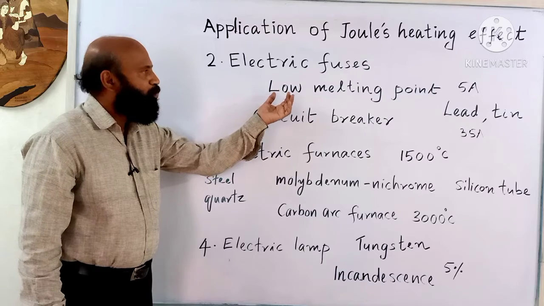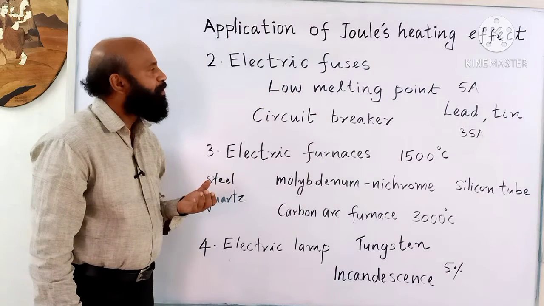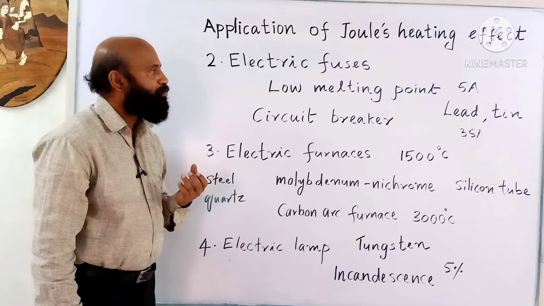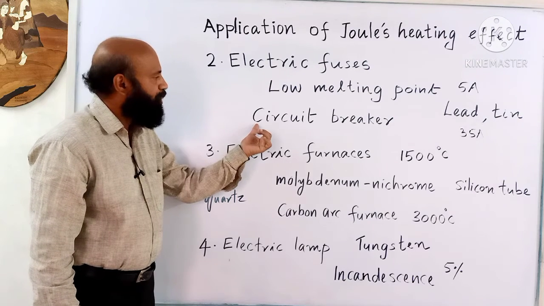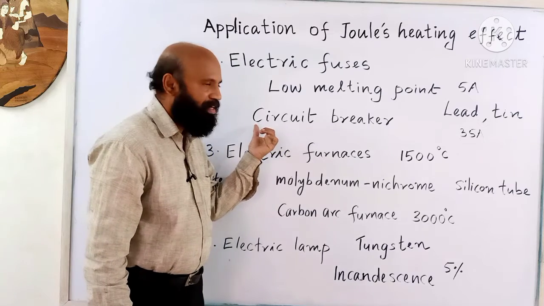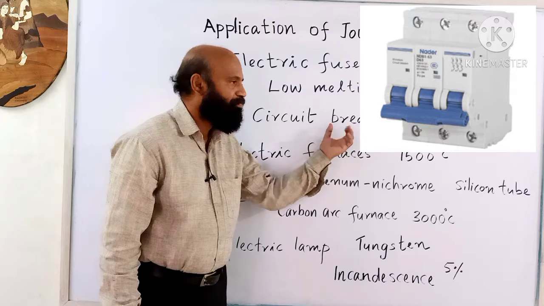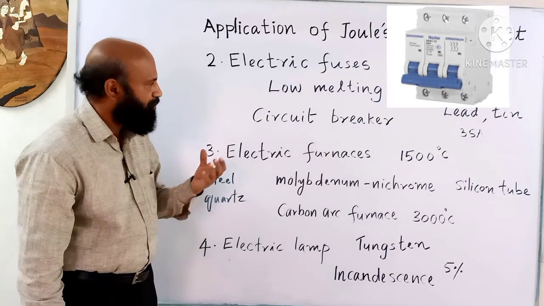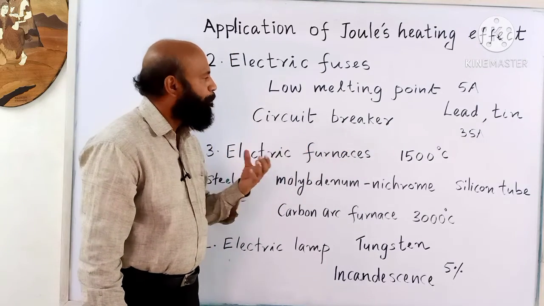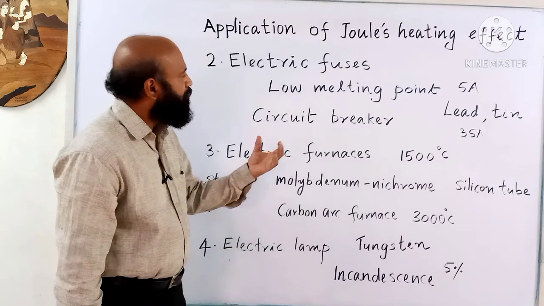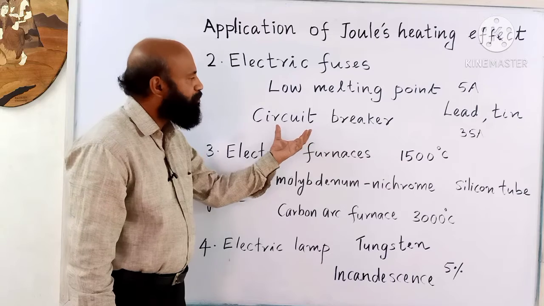The one disadvantage of an electric fuse is, once it is burnt due to excessive current, we have to replace it. So nowadays in electrical circuits, circuit breakers are used. If there is any excessive current, it will open, and after the correction it can be closed.